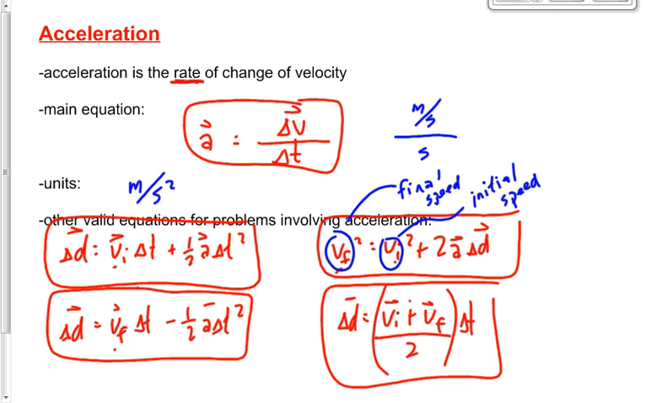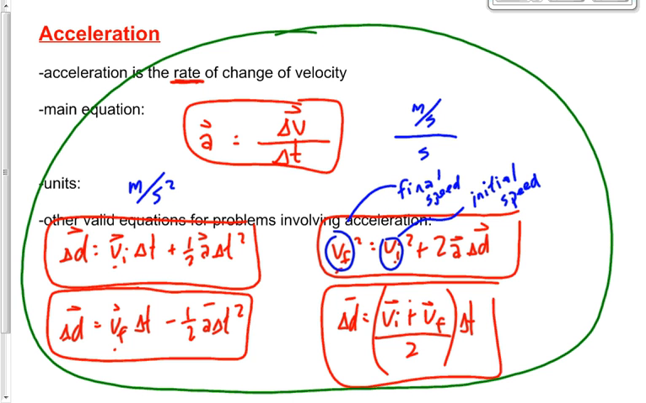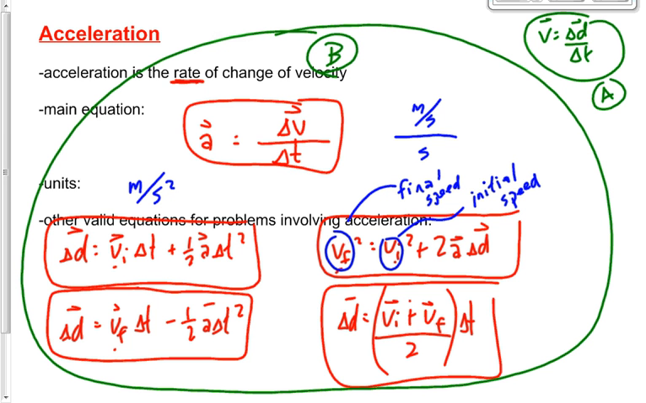All of these equations that you see up on the board right now, we're going to name group B equations. The equation that we learned last week, V equals delta D over delta T, we're now going to call that group A. Whenever you have a constant or average velocity, we're going to use group A. Whenever the problem involves acceleration, we're going to use group B.